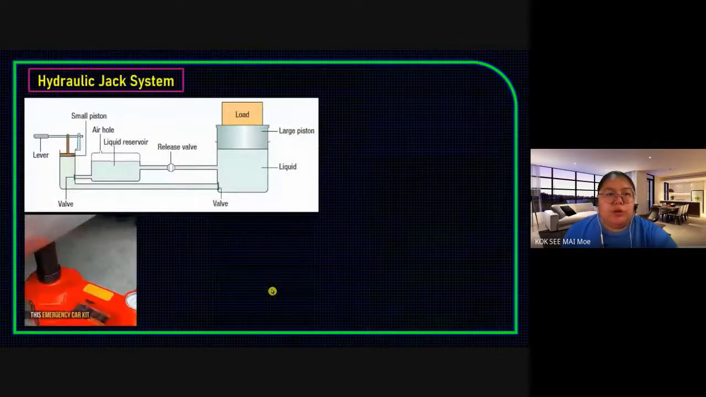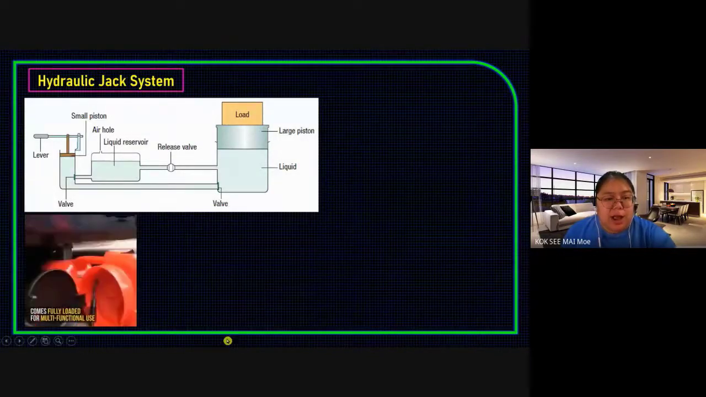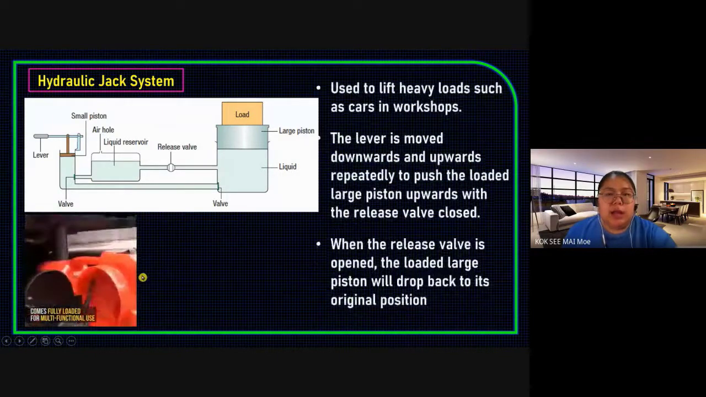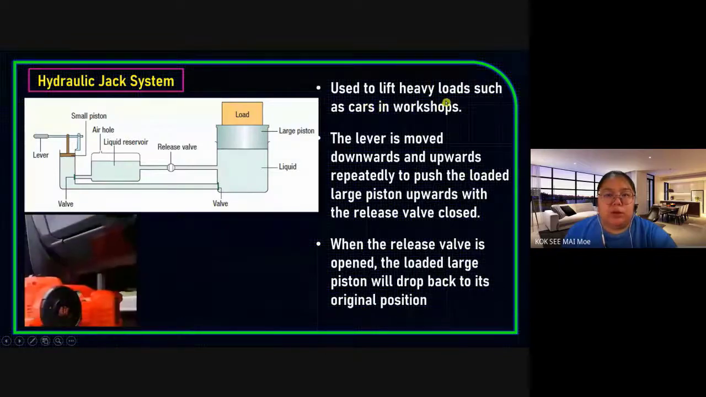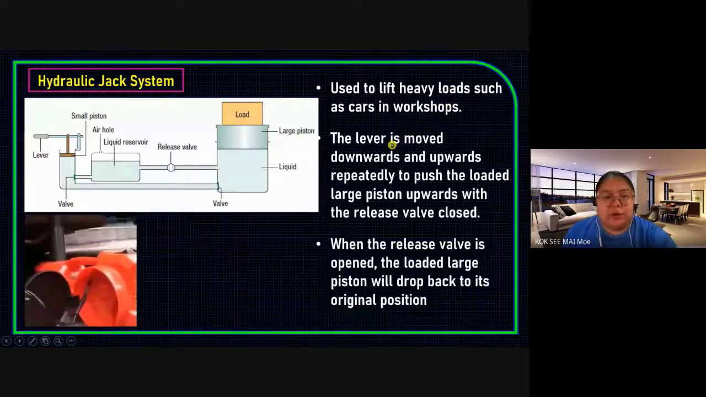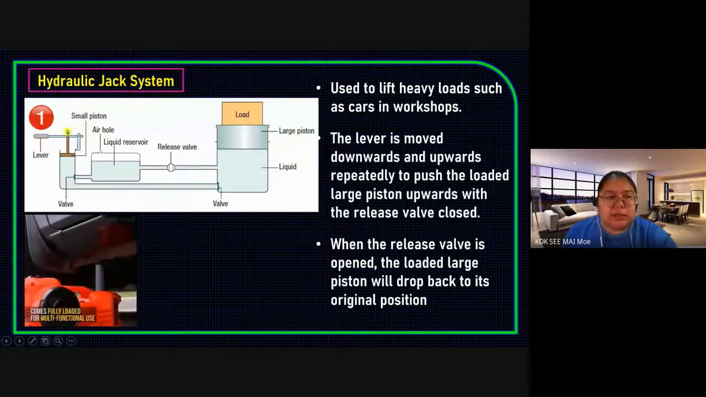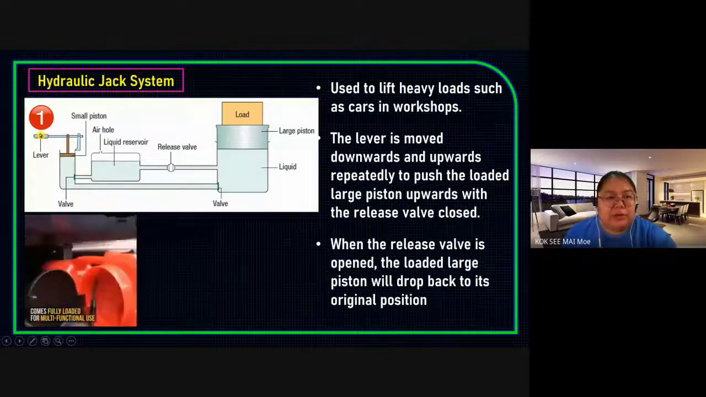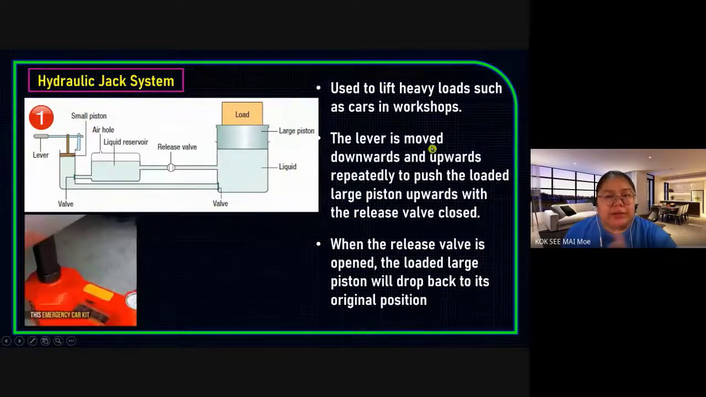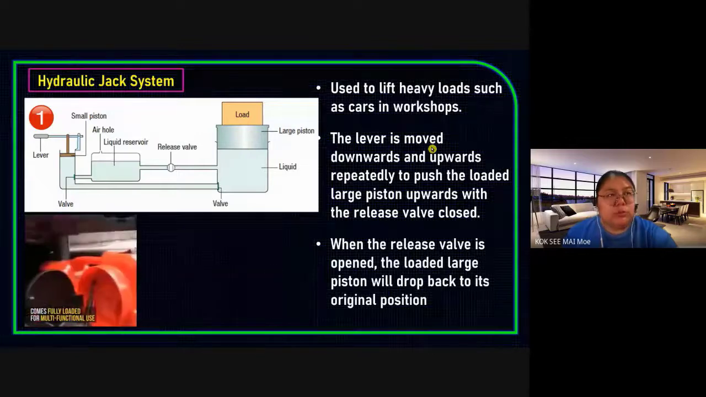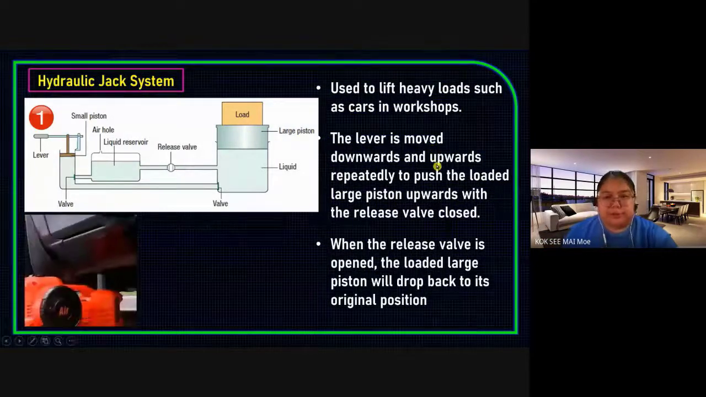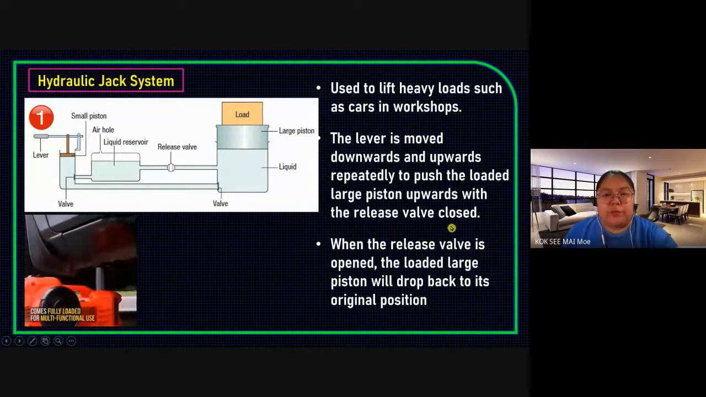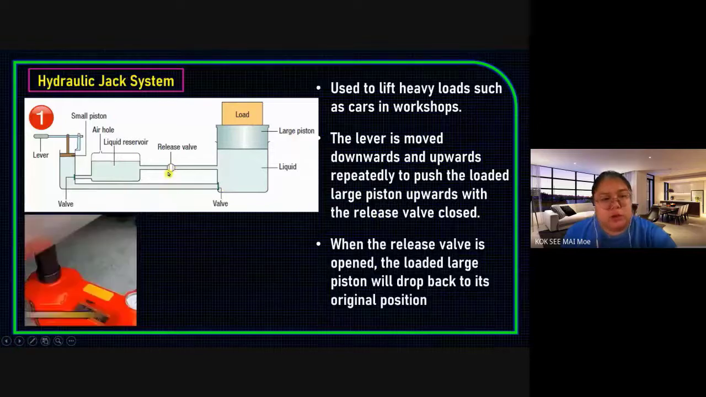First one, we go to the hydraulic jack, lifting the car. You can see the whole car can be lifted up. It is used to lift heavy loads such as a car in the workshop. The first one, you must start from the lever. This one is the handle. You need to move the lever first. The lever is moved downwards and upwards, repeatedly. Then you push the load with the large piston upward with the release valve closed. Make sure this valve is closed.